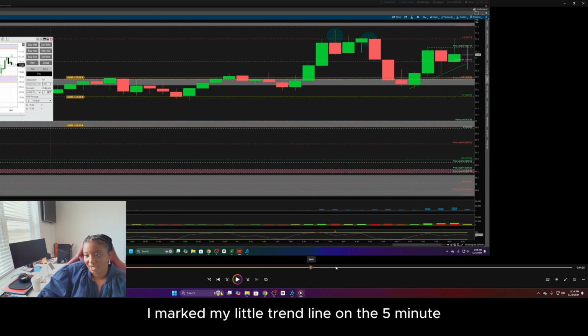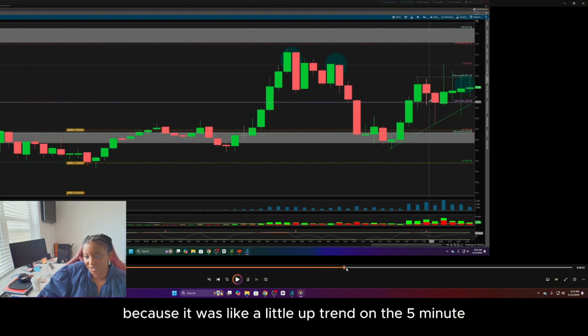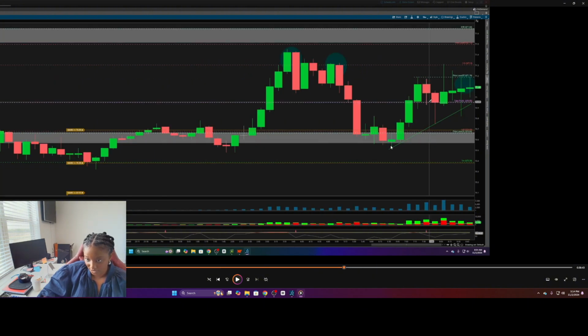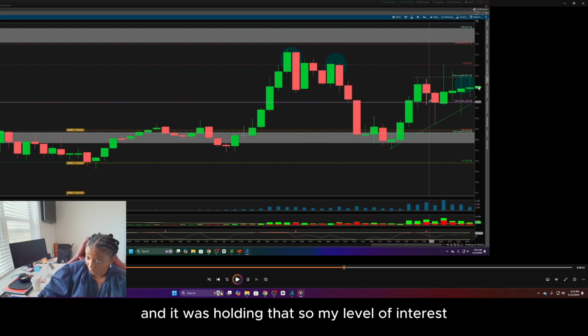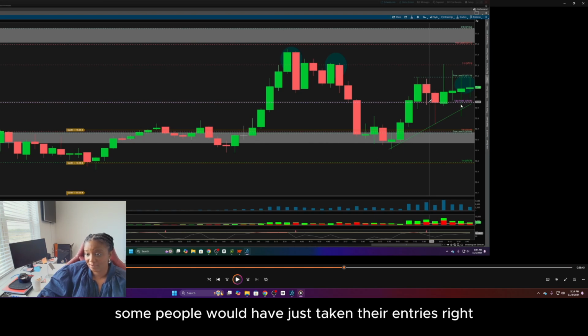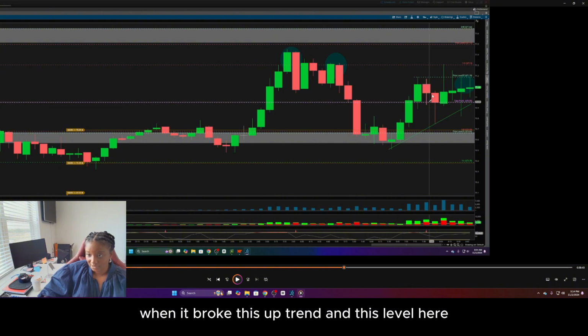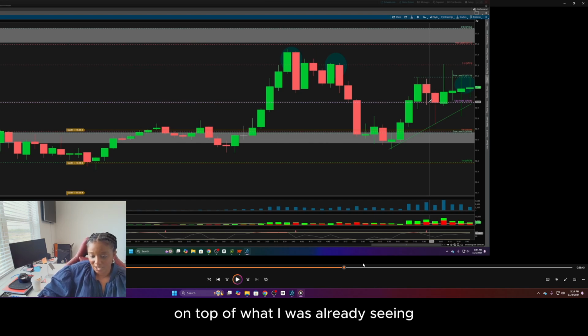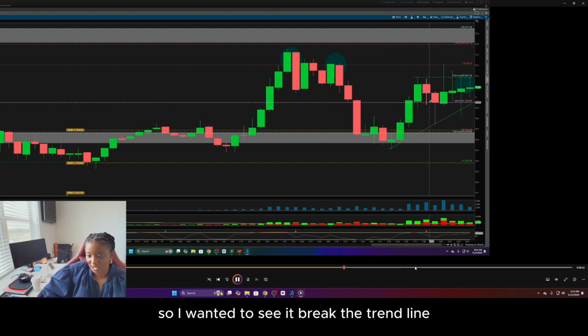So at that point, I marked my little trend line on the 5 minute because it was like a little uptrend on the 5 minute, and it was holding that. So my level of interest as far as for me to get into sales was the break of this neckline. Some people would have just taken their entries right when it broke this uptrend in this level here. But I wanted to have just a little more confluence on top of what I was already seeing. So I wanted to see it break the trend line.